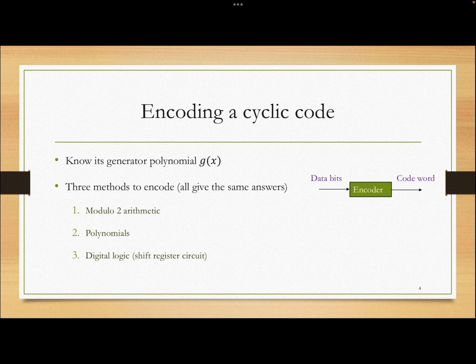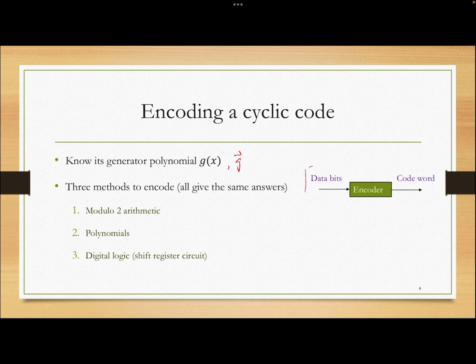Now, how do we encode a cyclic code? We must know its structure, or the parity, or the generator polynomial g(x), or the generator sequence g. This must be given to you. How to find this is in another class that I'm teaching, the applied coding class, next semester. There are 3 methods to encode. All of these 3 methods must give the same answers. So if you do the first method and the third method and they are not the same, there must be something wrong. They must give the same answer.